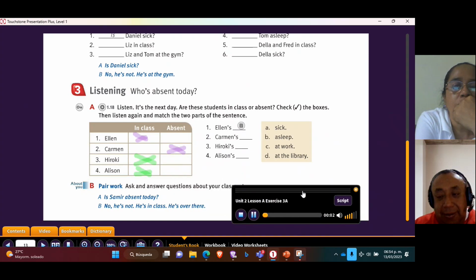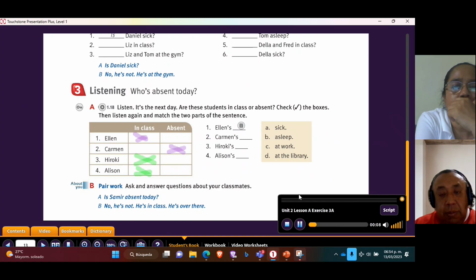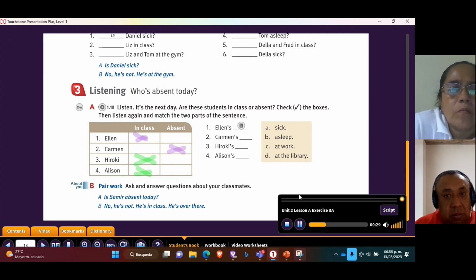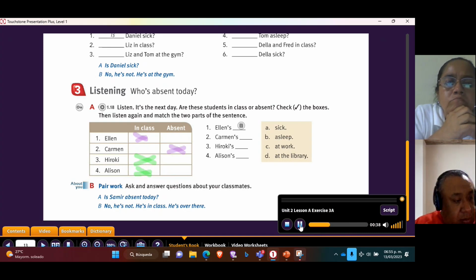Page 13. 3. Listening. Who's absent today? A. Listen. It's the next day. Are these students in class or absent? Good morning, everyone. How are you today? Good. How are you? I'm fine, thanks. And it's a beautiful day. So who's absent today? Well, Ellen's not here. Oh, so where's Ellen? Is she still sick? No, I think she's at the library.